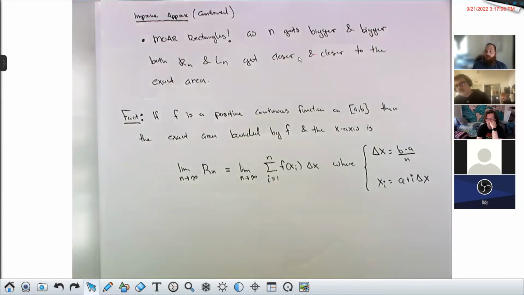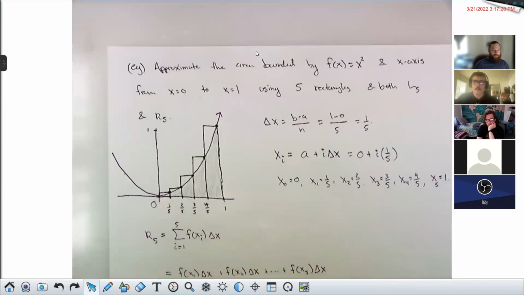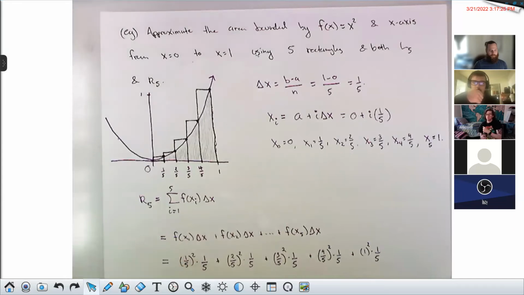Yes. Go ahead, Jeff. So the problem we did before, I was just curious how did you get to where f of x was going to be squared? Oh, because the function we were playing with there was the squaring function. Right at the start, they told us we're going to approximate the area bounded by f of x equals x squared. Oh, that's right. Yep. So once you get to this stage where you've got your delta x and you know your x_i's, and you have to plug in, just go back and look at what function you're trying to find the area under.